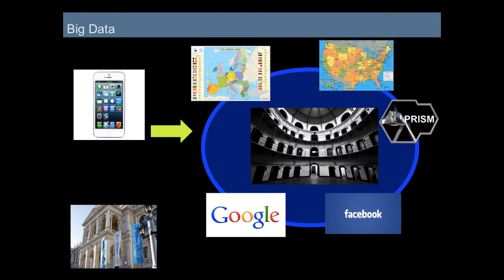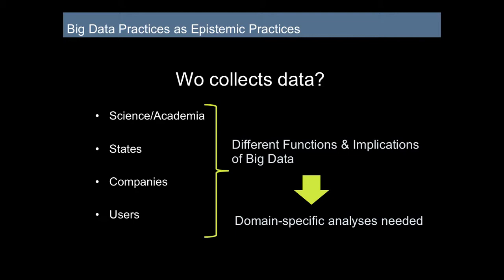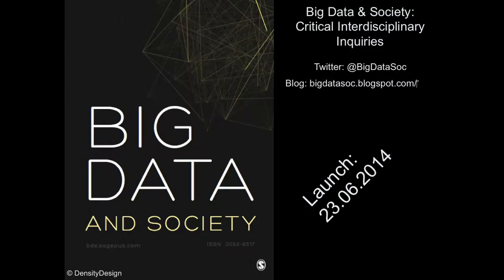But what should be clear is that you have these powerful players, be it nation states, but also companies, who are now gathering and processing the data that we are supplying and providing voluntarily or inadvertently. Both is happening. And academia, which I symbolized by a picture of the University of Vienna on the lower left, is basically a little bit left out of the picture, because researchers hardly have access to the vast amounts of data that companies nowadays have. So what I wanted to show you is that what we really need is very domain-specific analysis if we want to think about big data, because the different collectors have very different functions and implications.